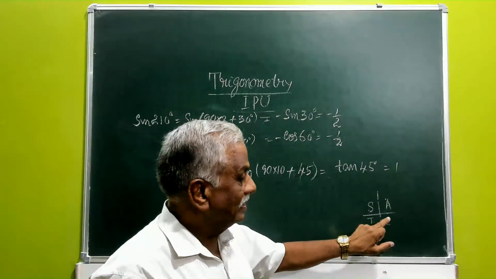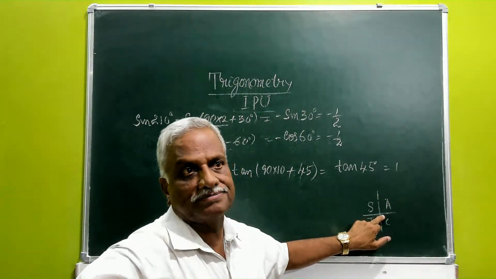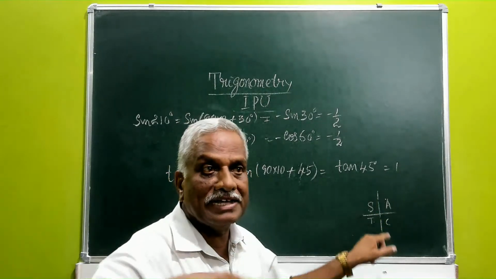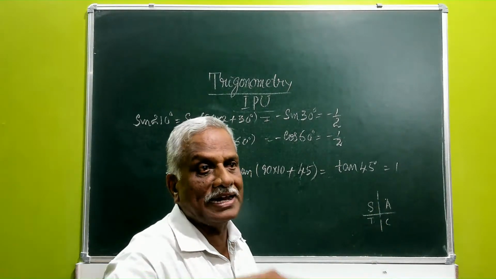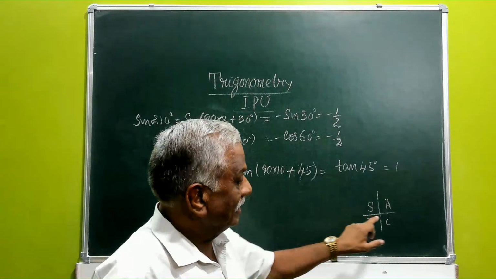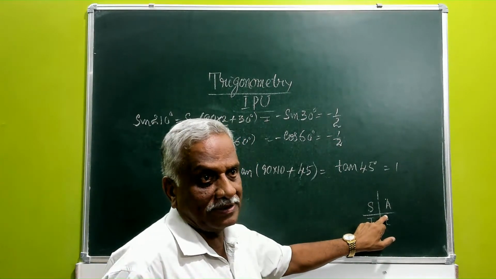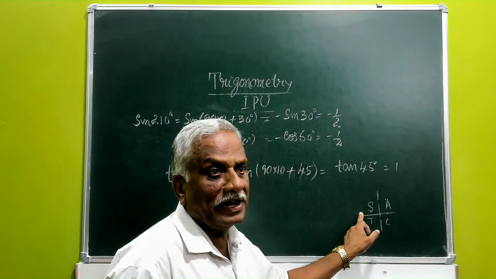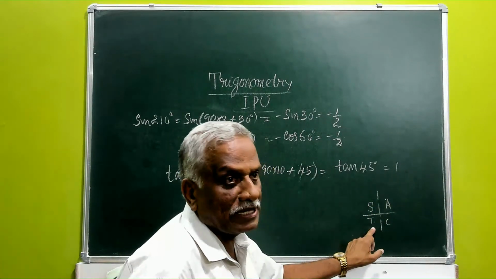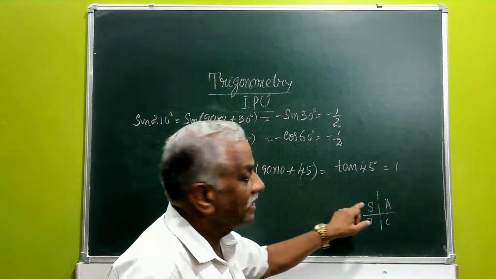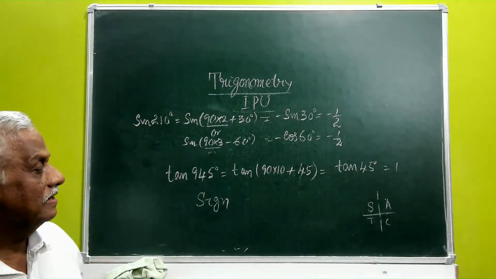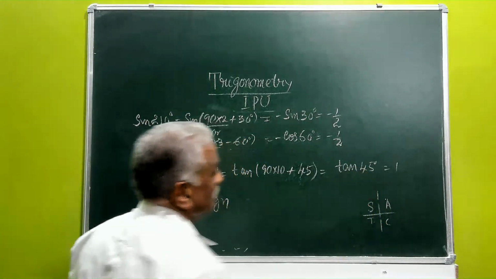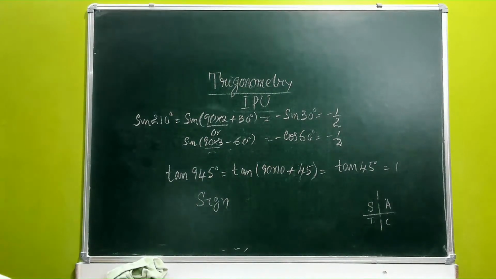Simple way of remembering is 90 into 4 is one round. 90 into 8 is another round. 90 into 12 is third round. Third round is not over. 90 into 8, second round is over. Plus 90, 90 into 9. Plus one more 90, 90 into 10. Because it is plus, it has come to third quadrant. Supposing there was a minus sign, it would remain in second quadrant. Therefore, it is plus.